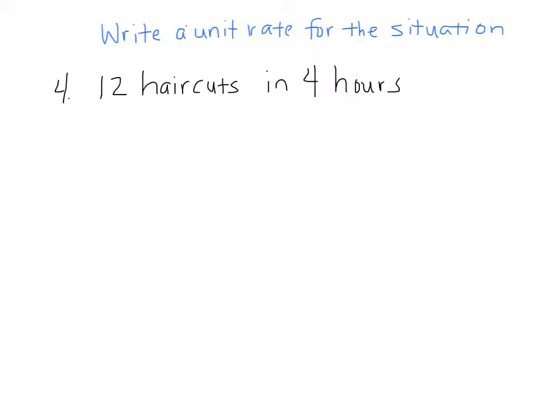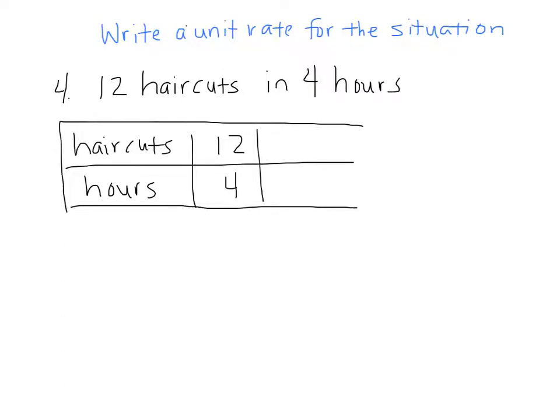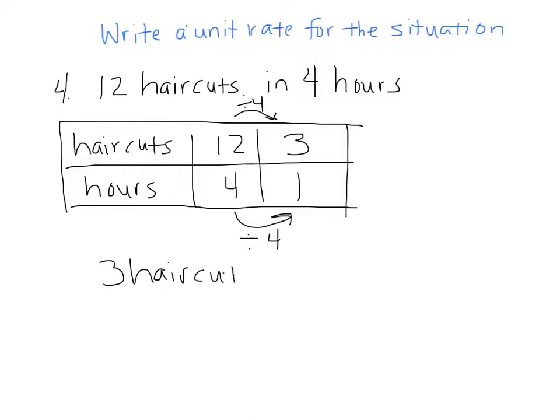So I know what my rate is from my haircuts to hours. It would be 12 to 4, which again is just a ratio. If I wanted to make that unit rates, how many haircuts could I do in just 1 hour? So I want to make that a 1. The only way to get there is 4 divided by 4 equals 1. So again, I do that up top. 12 divided by 4 equals 3. So my answer would end up being 3 haircuts per hour.